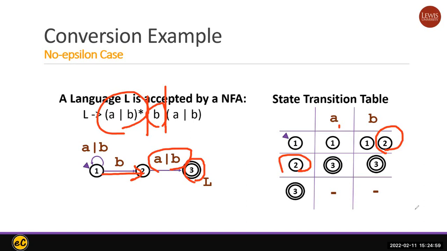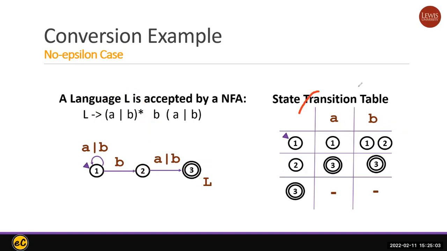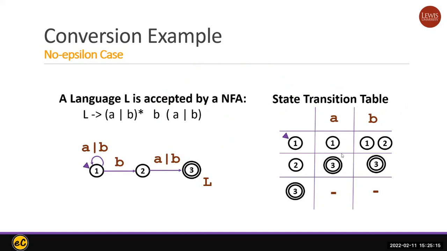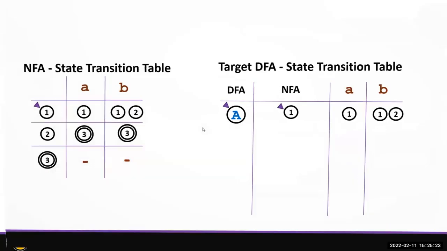So this one is your state transition table for this NFA case. This is the NFA actually accepting this grammar rule, so this is very clear. So let's look at this state transition. How can we generate the DFA that accepts the same language? Number one, we need to combine the states.